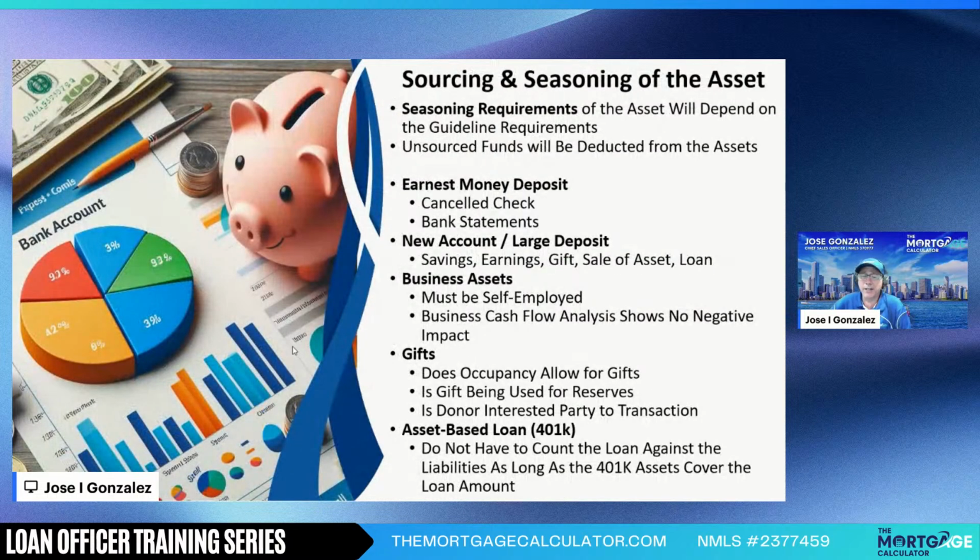And in our final slide here, we're discussing sourcing and seasoning of the asset. And again, in the seasoning part, we're not talking about salt and pepper. We're talking about how long the borrower has had possession of the asset, right? Has it been 1 month in their account? Has it been 2 months? Has it been 3 months? Because depending on the option chosen, if it's an agency loan or it's non-QM, you're going to have different seasoning requirements and different documentation that you're going to need to require from the borrower.